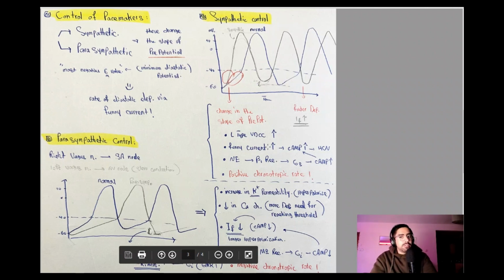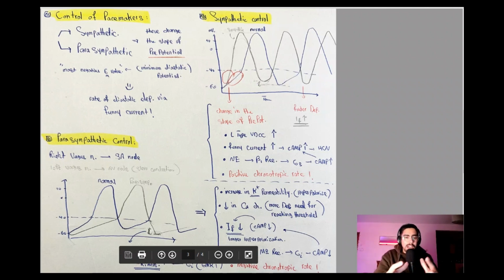cAMP goes up, the funny current acts more. It's the same way. Look, acetylcholine can affect what? The M2 receptor inside our heart. What does the M2 receptor do? It acts on Gi-coupled proteins, like an inhibitor. And when they activate Gi proteins, what's going to happen? cAMP will decrease. cAMP decreases, what happens? The funny current decreases. And we also have to know that the calcium channels also decrease, and the permeability of potassium, which can cause hyperpolarization, will increase.